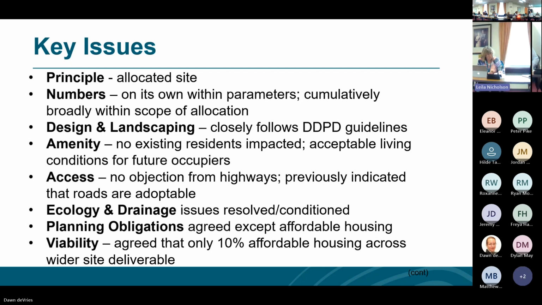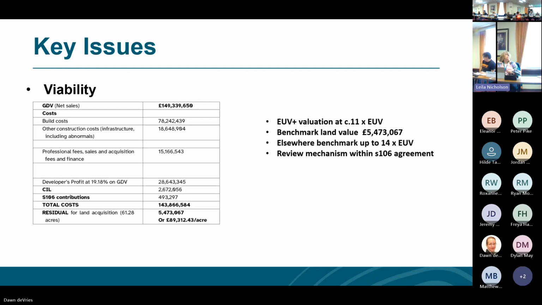The applicant has put forward a case that suggests 10% affordable housing across the wider site. And I did say the two have been assessed jointly. So that is their position. We have taken advice on that. That's the table from my report that runs through the big picture: the top line, what you get for the houses. The next few lines are your costs of getting there.